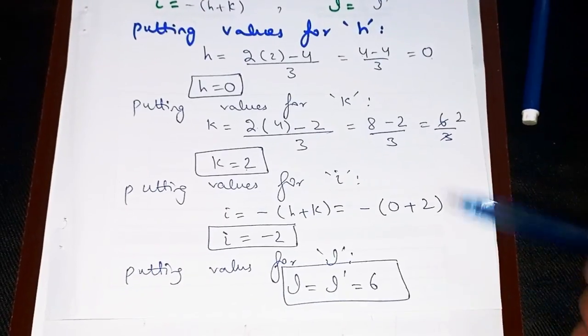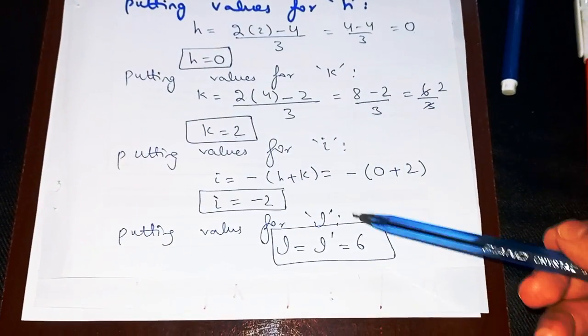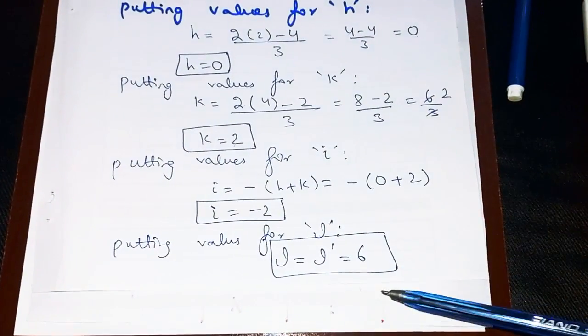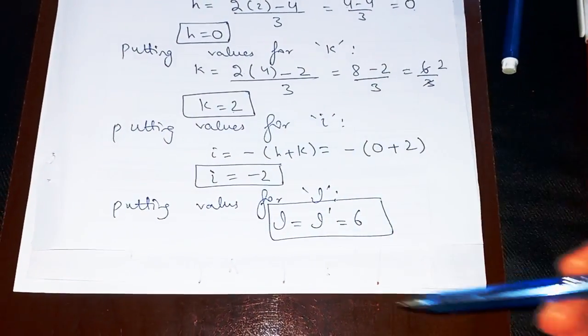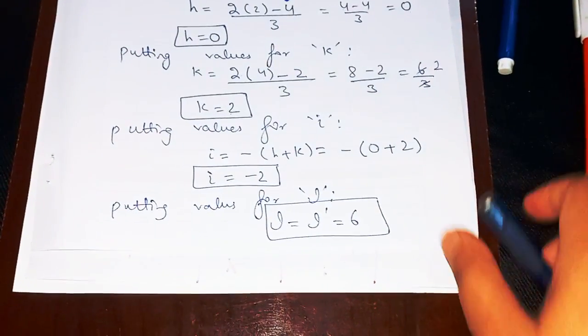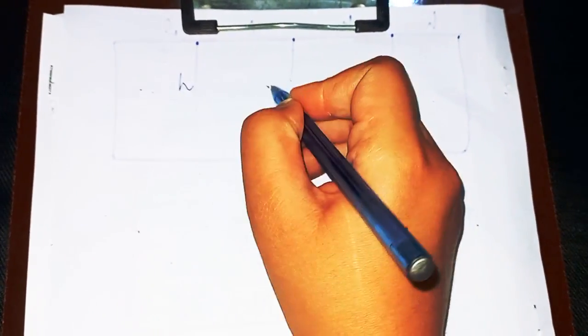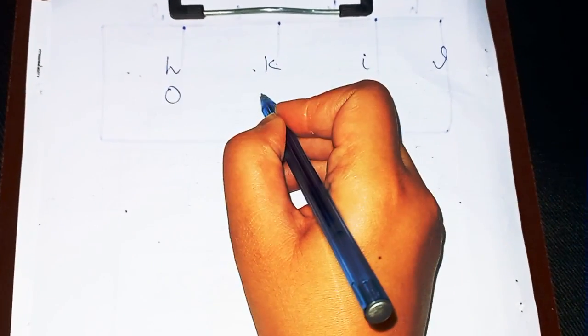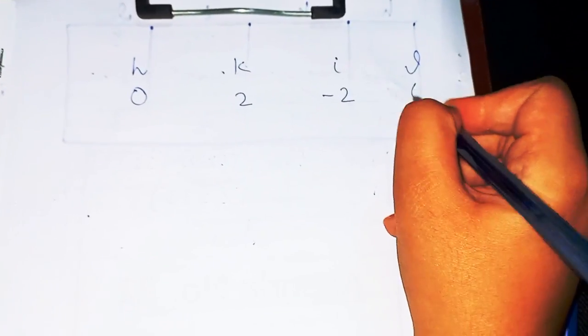Here you can see one interesting thing: we have got 0, 2, minus 2 and 6. We can see that we can reduce them into least integer form, since they're all divisible by 2. So in case of directions, you have to incorporate this into your considerations. We have h, k, i and l. We got 0 for h, 2 for k, minus 2 for i, and 6 for l.